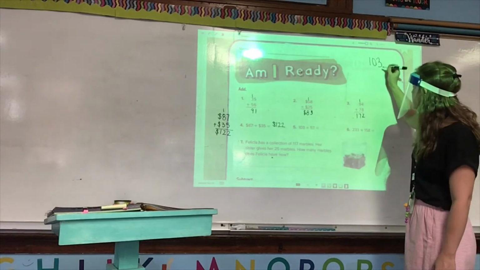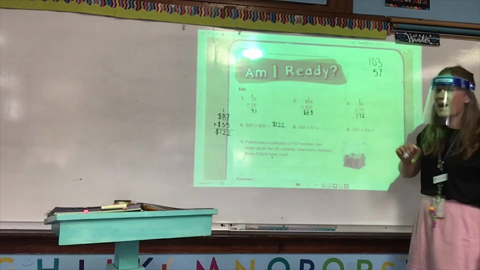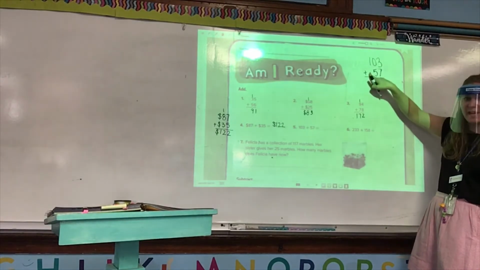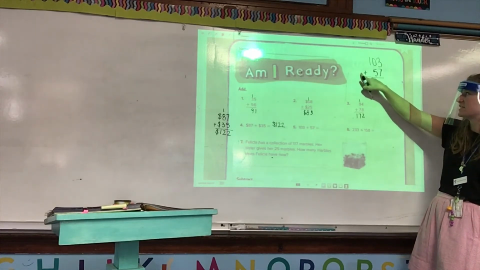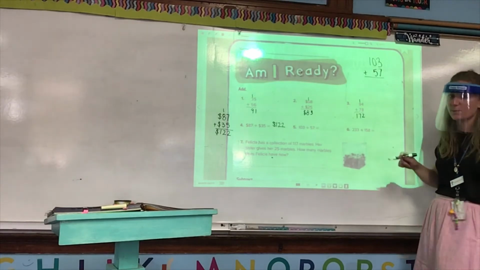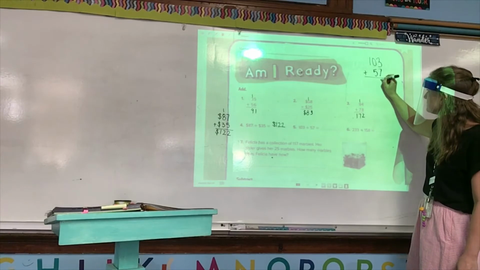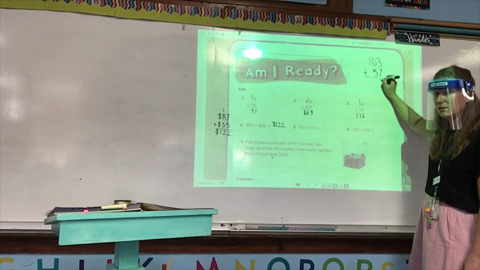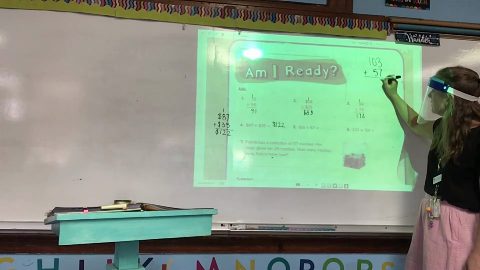So I'm going to write the 7 underneath the ones place and the 5 underneath the tens place. I have nothing in the hundreds place, but I'm not going to put my plus sign there just in case. I'm still going to put my plus sign to the side. I'll just have nothing in the hundreds place. So Carla, we start with the ones place. What's 3 plus 7? Don't be afraid to use your fingers to make it go quicker.